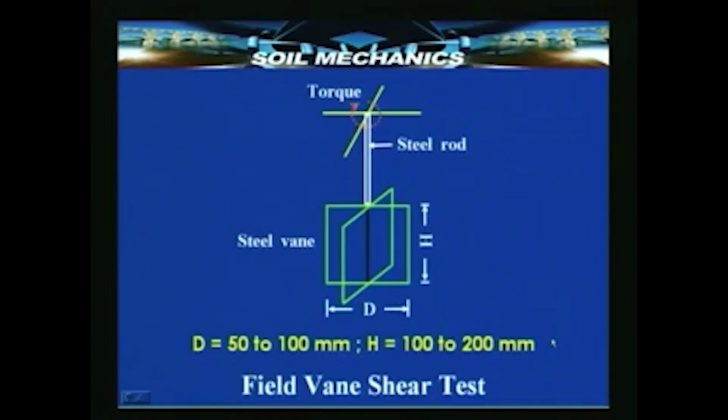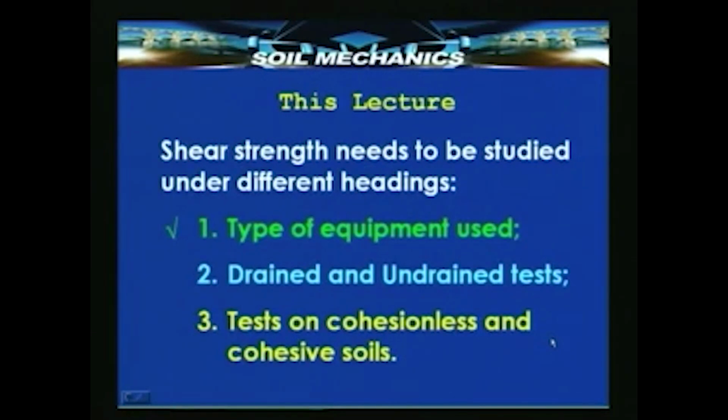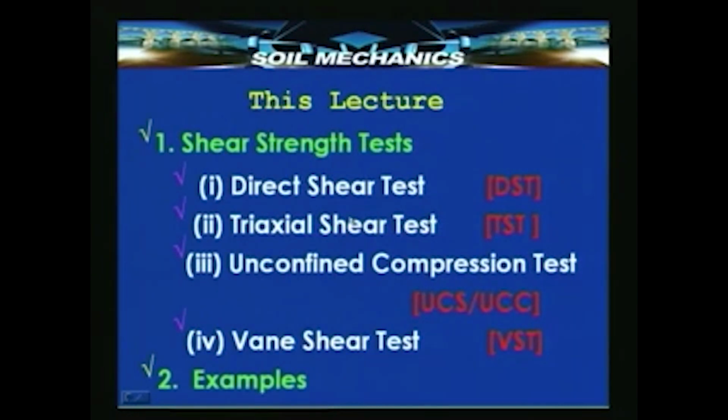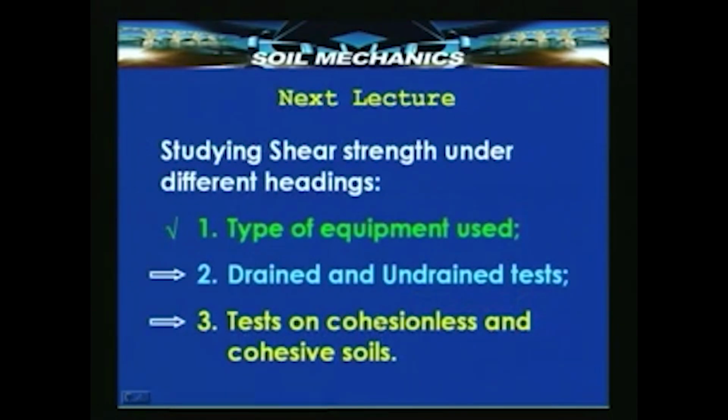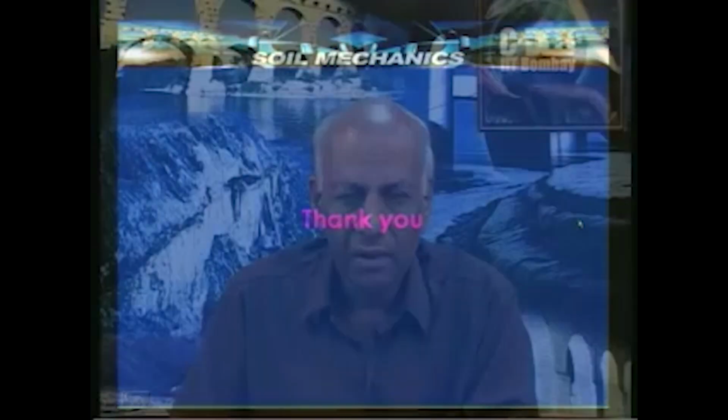So, let us now summarize what we have seen today. In this lecture today, according to the classification of shear strength based on the type of equipment used, we have completed seeing direct shear test, triaxial shear test and unconfined compression test and a few examples. In the next lecture, we will continue with this type of equipment used and see the vane shear test and proceed further with the undrained and drained conditions of testing.